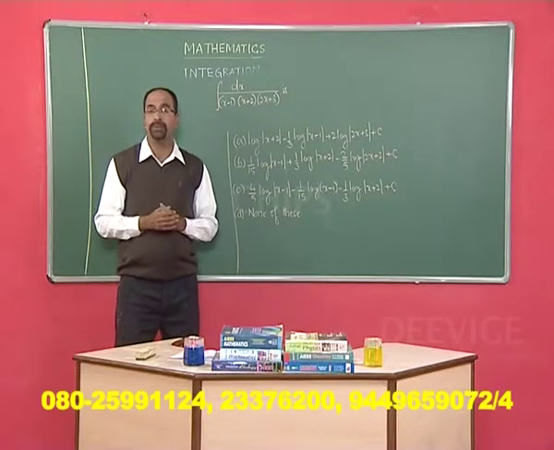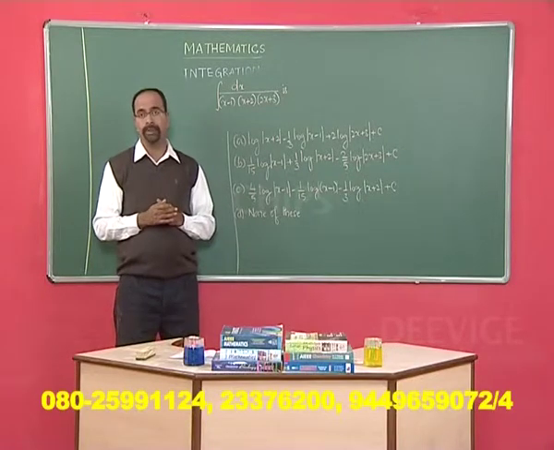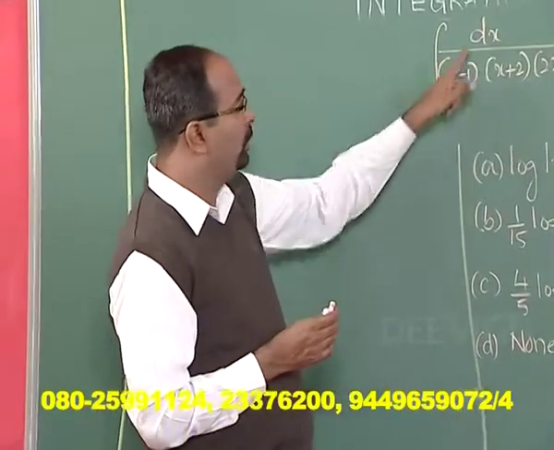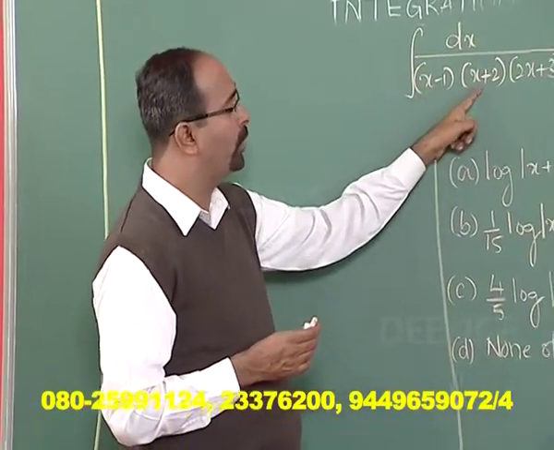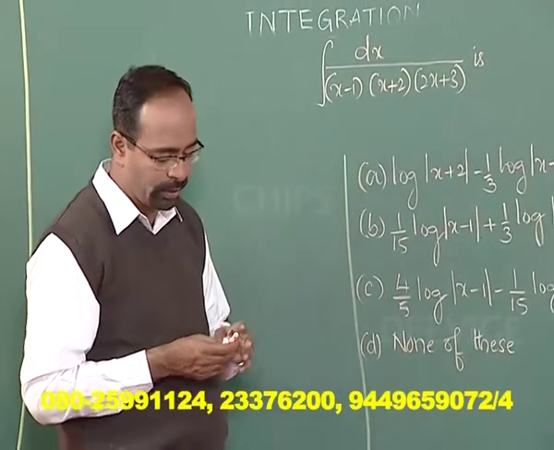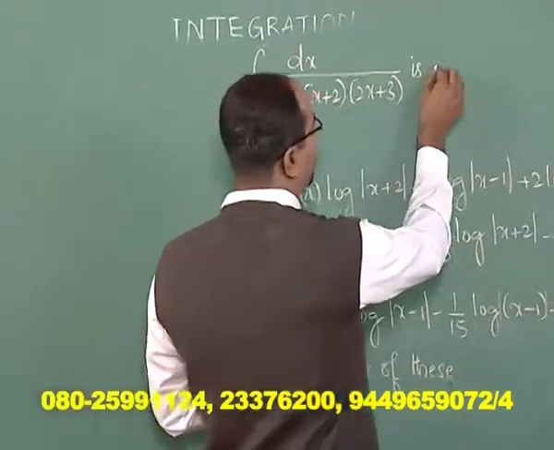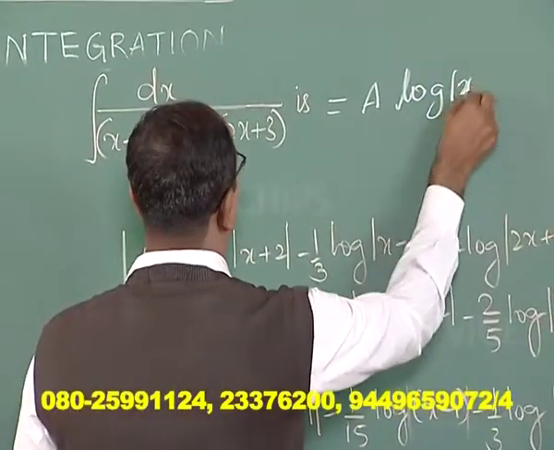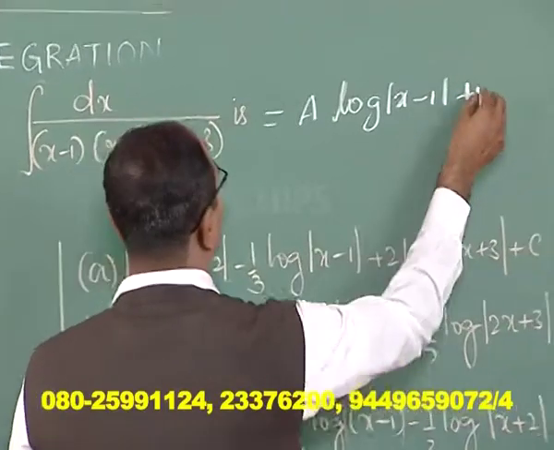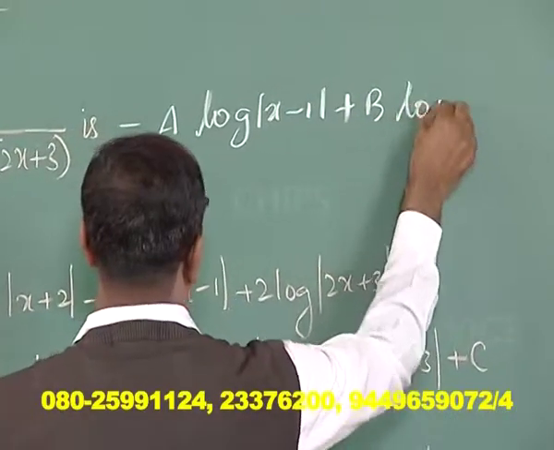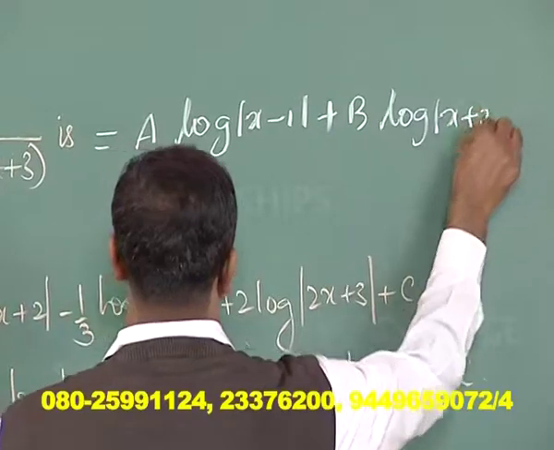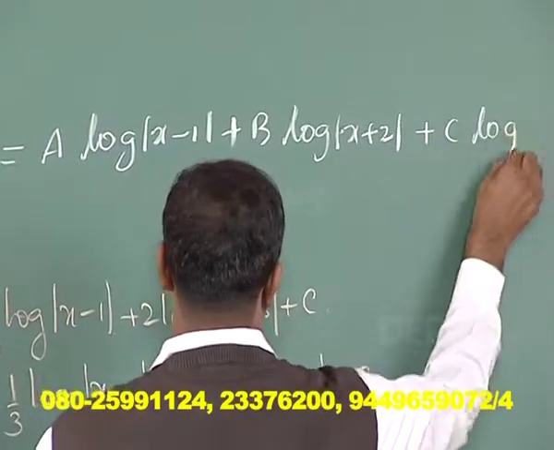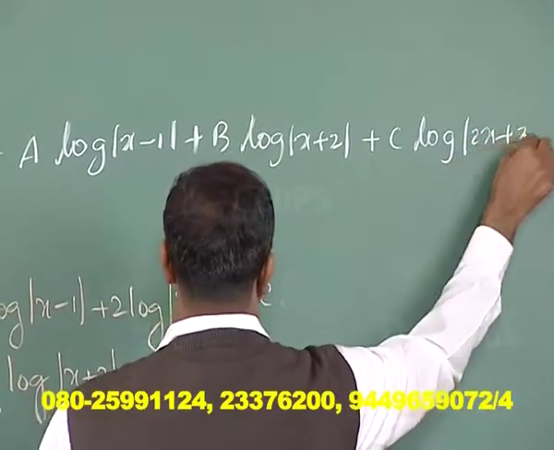Look at this problem. This problem can be solved using the standard method, but let me teach you a simple shortcut here. This integral of dx by x minus 1 into x plus 2 into 2x plus 3 can always be expressed as a into log of mod of x minus 1, plus b into log of mod of x plus 2, plus c into log of mod of 2x plus 3.